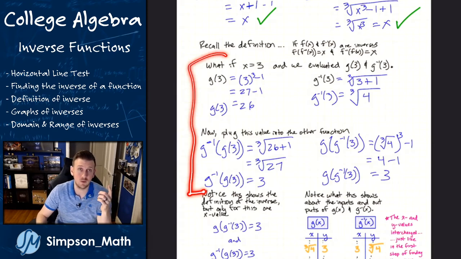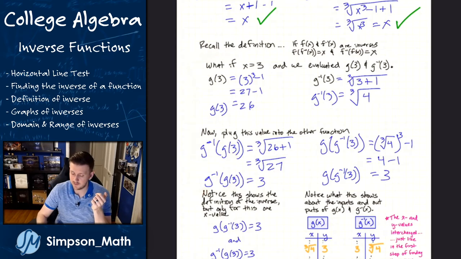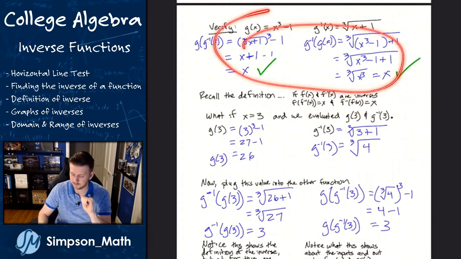If they weren't inverses, I would be able to find another number where this wouldn't hold, if it just holds here. It could just be a coincidence. So that's where we have to verify them for all x's. And so that's where we do that algebraically, which is what this is.